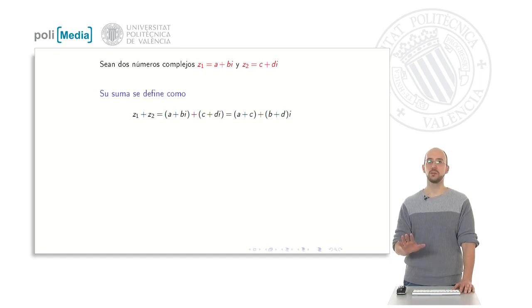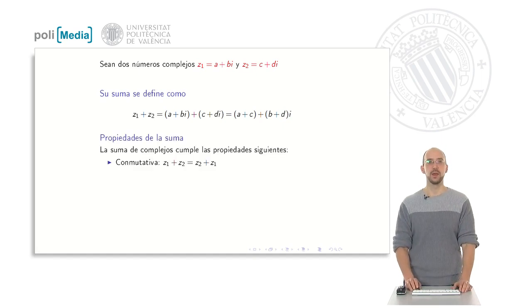But what does this mean? Actually, how do you add complex numbers? All you have to do is add the real part of the first complex number to the real part of the second complex number, and the imaginary part of the first complex number to the imaginary part of the second complex number. What properties does the sum have?